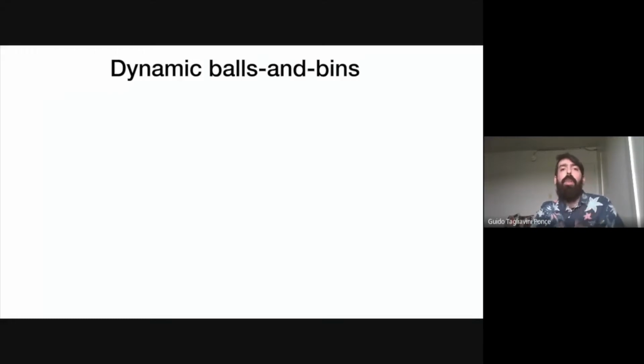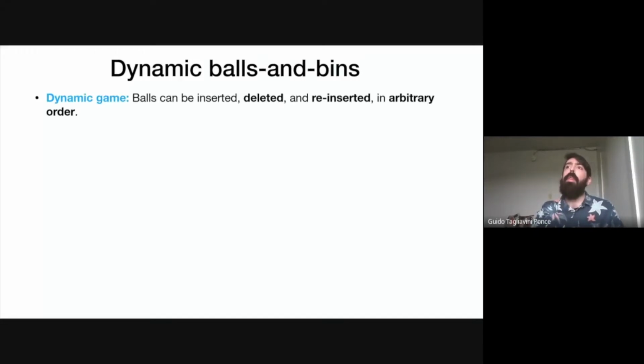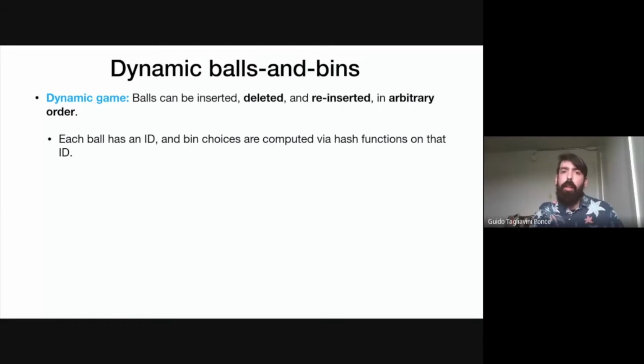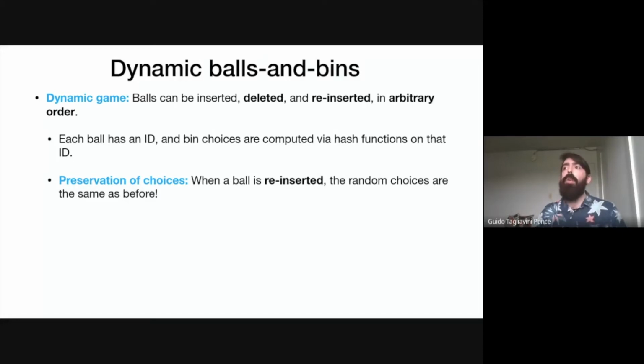So what about when you have a dynamic system where balls can not only be inserted, they can also be deleted and reinserted in an arbitrary fashion? So let me be more specific. Each ball has an ID, and bin choices are computed via hash functions on that ID. And so this has an important implication, which is preservation of choices, which means that when a ball is reinserted, the random choices are the same as before. So the first time you see a ball, the choices are random, but then the second time, the third time, and so on, there's no randomness.